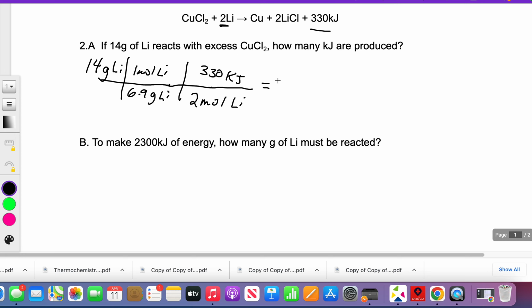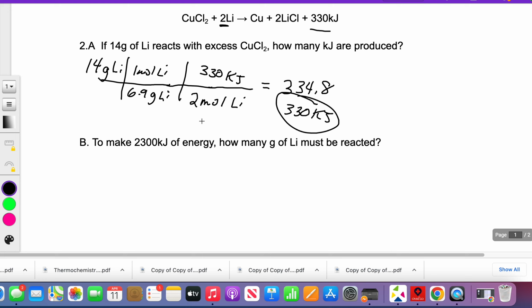All right, so now I would just take 14. So if I have my calculator, I'm going to take 14 times 330 divided by 6.9, divide again by 2. So I get roughly, if I just go to 3 sig figs, my calculator says 334.8, but I would just round that to like 330 if I was worried about sig figs, kilojoules.